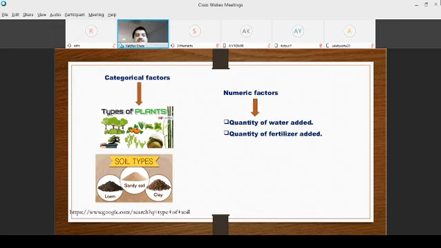That means the factors can be divided into two groups. One is numeric factor and another one is categorical factor. You can take any example. We are going to come up with numeric as well as categorical factors.